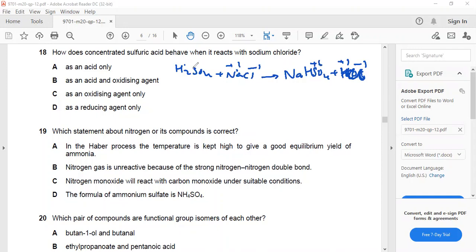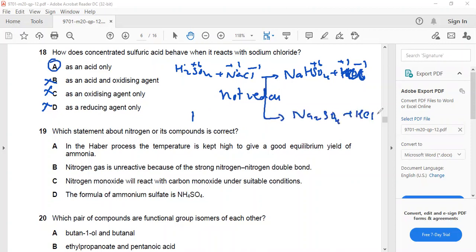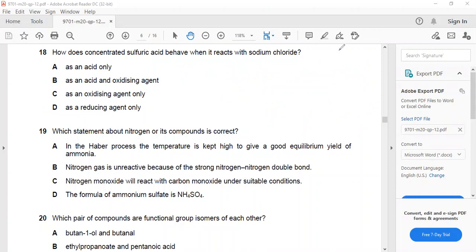Sulfur is +6 on both sides. So anywhere it says reducing agent or oxidizing agent is wrong. If there is no change in oxidation state, the reaction is not redox. A is the answer. Even in some books, they write the product like this, Na2SO4 plus HCl. Even here, there is no change in oxidation state. So it acts as an acid only. If there is no change in oxidation state, it cannot act as an oxidizing or reducing agent.